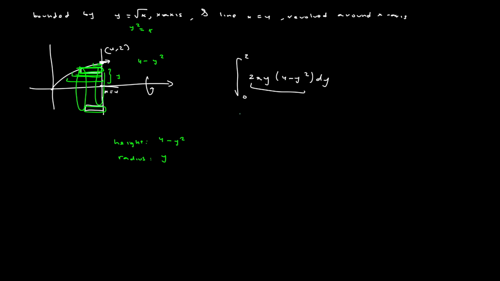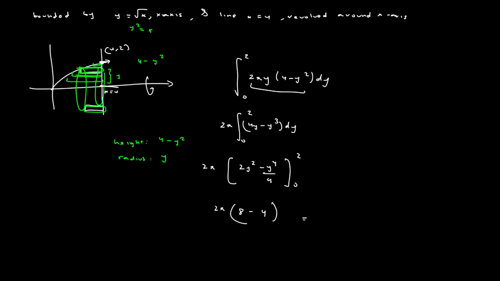So simplifying this, I can take away the 2 pi, and then I get the integral of 4y minus y cubed dy. The integral is simply 2y squared minus y to the power of 4 divided by 4 from 0 to 2, and then all multiplied by 2 pi. That becomes 8 minus 16 over 4, which is 4. So 4 times 2 pi is simply equal to 8 pi, and that is my volume.